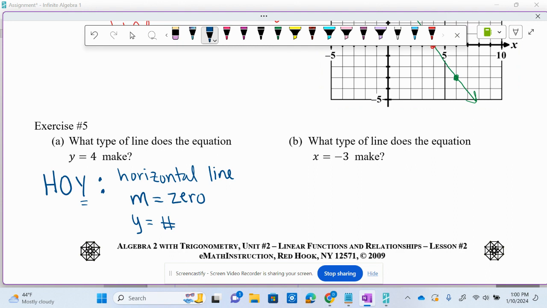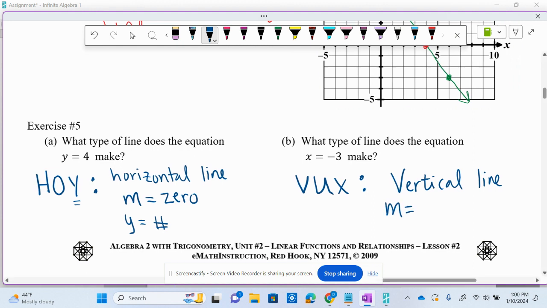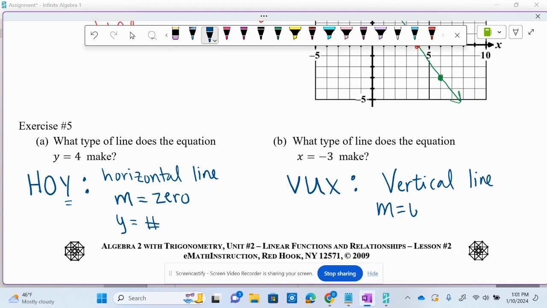So if y equals a number is a horizontal line, what type of line does x equals -3 make? Well, that makes a vertical line. And we hopefully taught you this. VUX means that you have a vertical line. It means that your slope is, what does that U stand for? Undefined. And your equation is x equals some number.